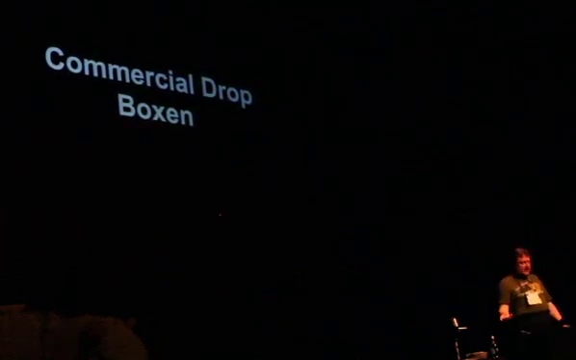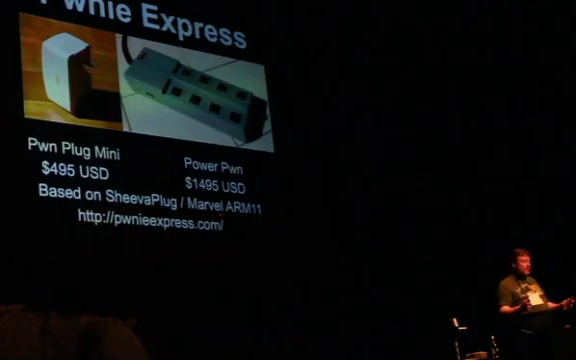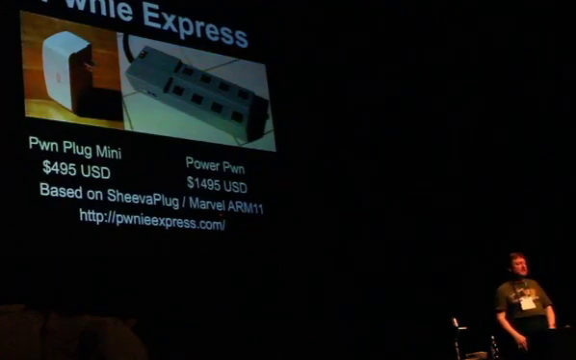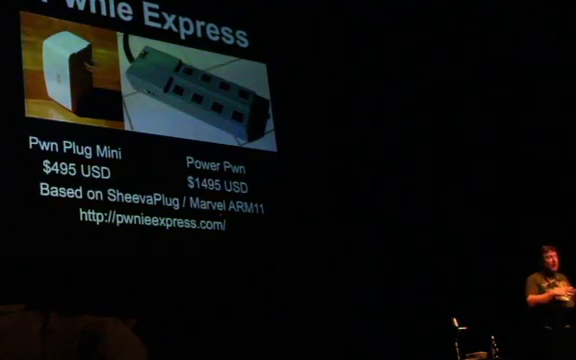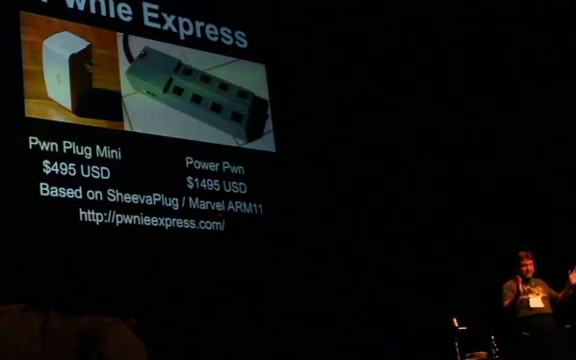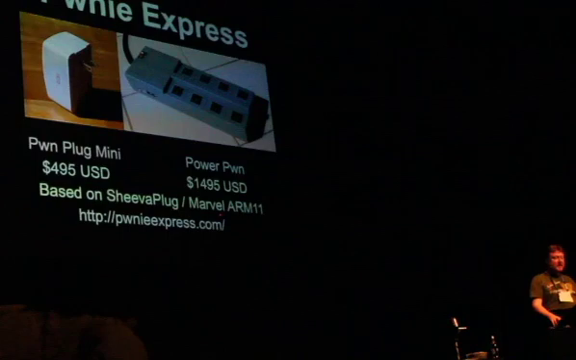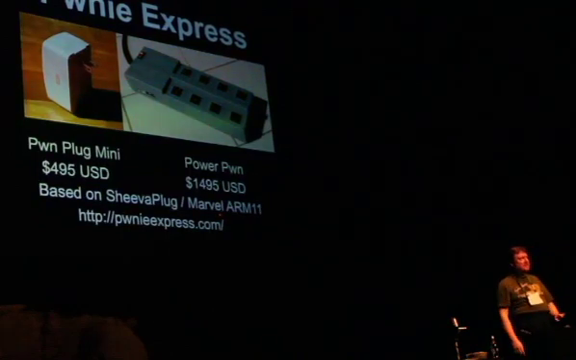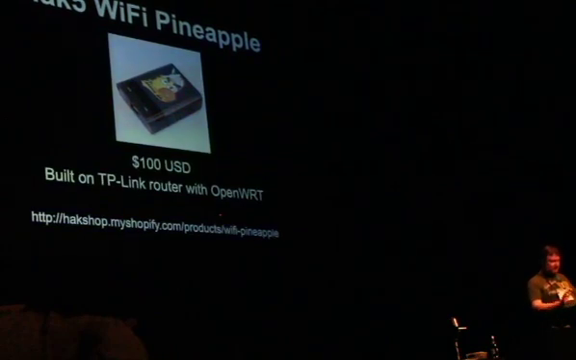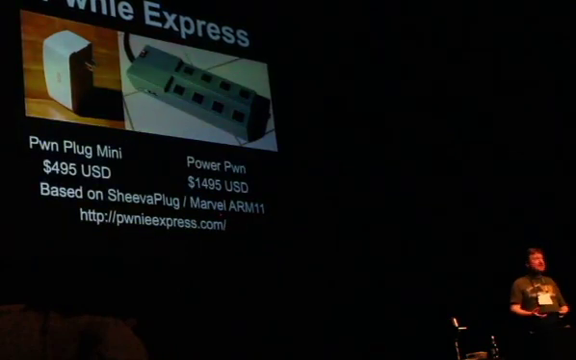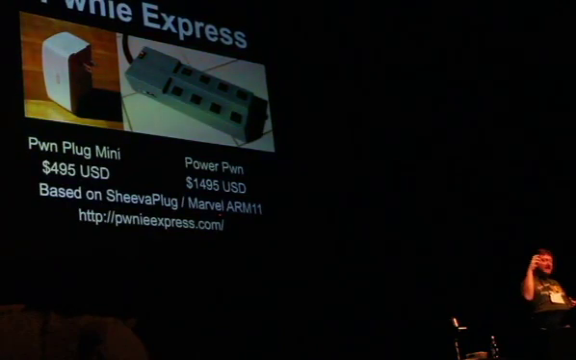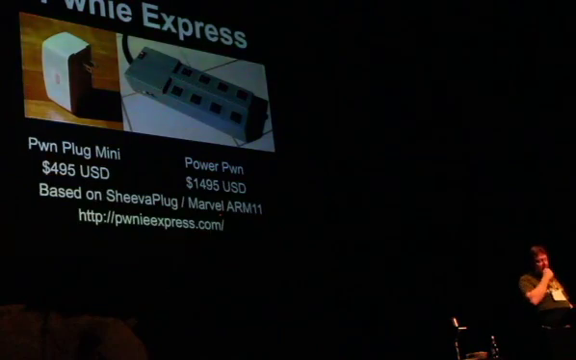Thinking of the drop boxes that I was talking about earlier, there are commercial offerings available. We've got things like the Pwnie Express, which has been in the news a bit, so you may well know about the Pwnie Express range already. They range from the Pwn Plug Mini, $500, a bargain at half the price, all the way through to the Power Pwn, $1,500 and developed with DARPA funding. These are based on the SheevaPlug, which is just a generic little Linux system in a power pack. You plug it in and away you go.